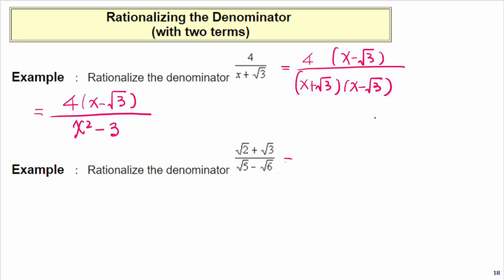Okay, how about the next one? So this one, in order to rationalize the denominator, we need to multiply both the numerator and denominator by square root 5 plus square root 6, right?